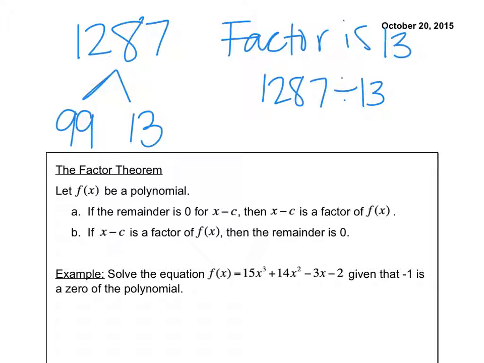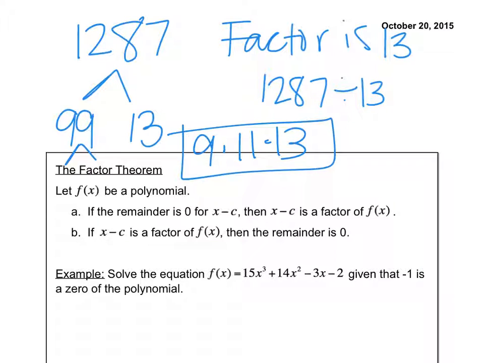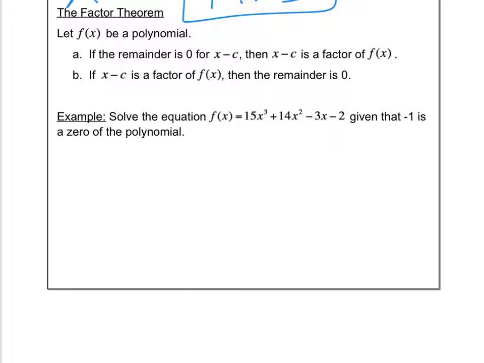Do you see what that did now? Doesn't that make it a whole lot easier? So then you could finish breaking this down, right? It'd be 9 times 11 times 13. Do you see how by giving you one factor, I made it all that much easier to factor? That's what we're going to be working on in this problem.